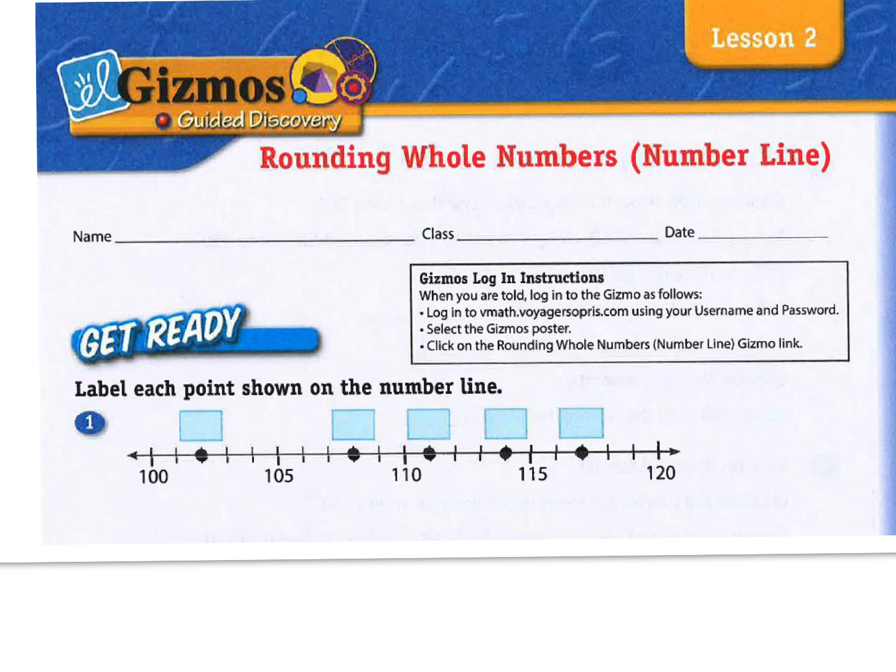So it says label each point shown on the number line. So here we have 100, 105, 110. So these are going up by ones. So 100, 101, 102, 103, 104, 105, 106, 107, 108, 109, 110. This is 111, 112, 113, 114, 115, 116, 117, then 118, 119, 120. So now all those points are labeled.